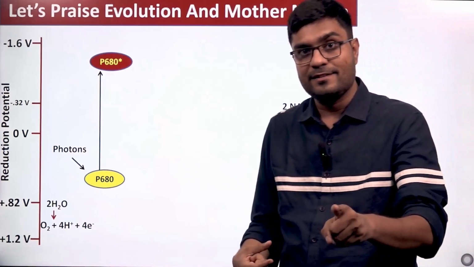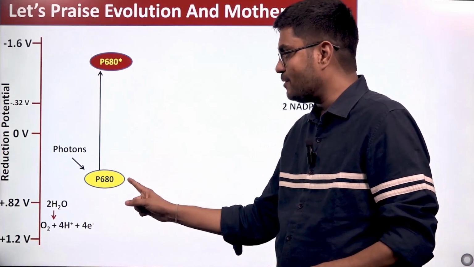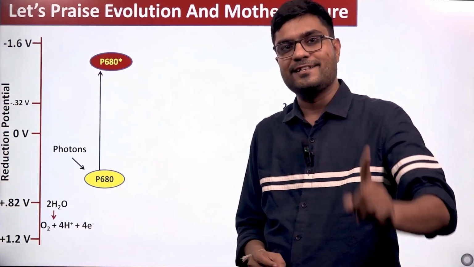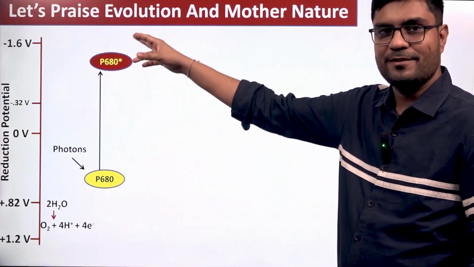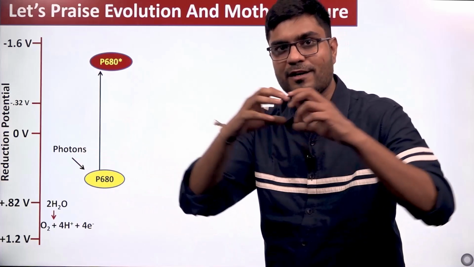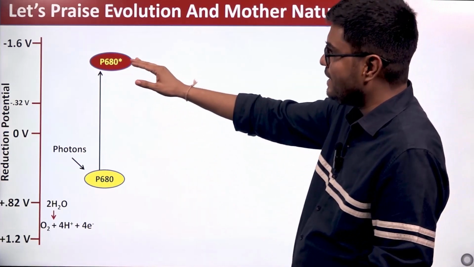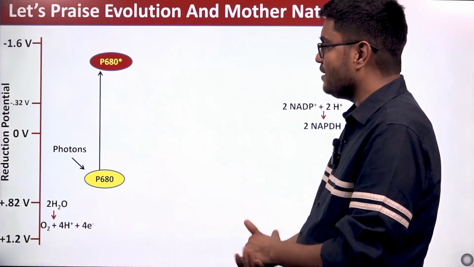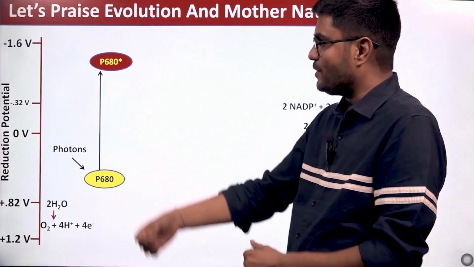In the cell, the position of the molecule is not changing. When I am moving this molecule here, that means I am not changing the position of the molecule inside the cell. I am changing the value of reduction potential for that particular molecule, or you can say the position is changing on the graph, not in a biochemical pathway. Now the P680 is called P680 star, that is excited P680 with lower reduction potential.